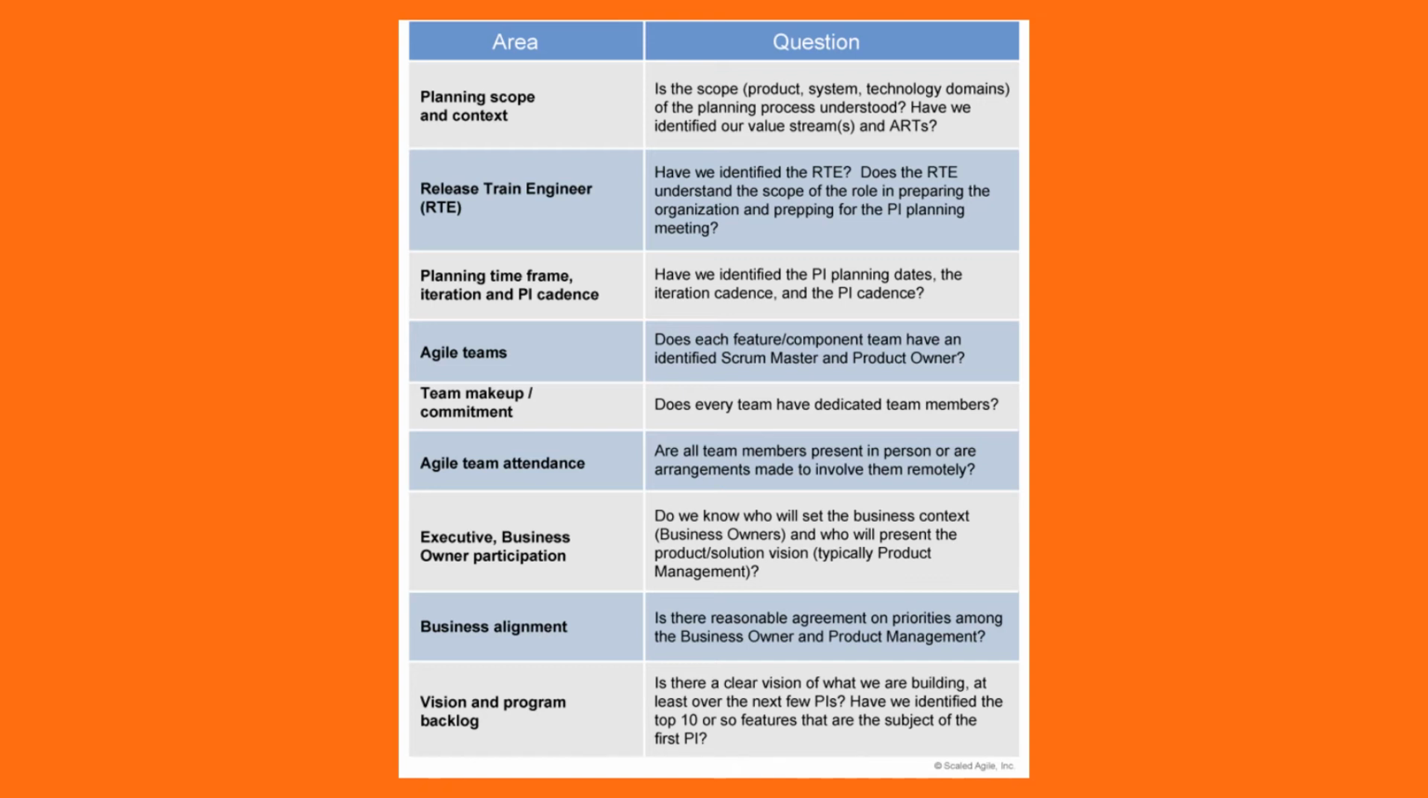right? How do I check the readiness of ART? This is kind of a checklist you can use, like planning, scope, and context. So the question is, have you identified our value streams and ARTs? Have you identified our release train engineer? Have you identified our PI planning dates and iteration cadence, PI cadence? Did we identify our scrum masters, product owners, and other team members? Do we have dedicated team members?